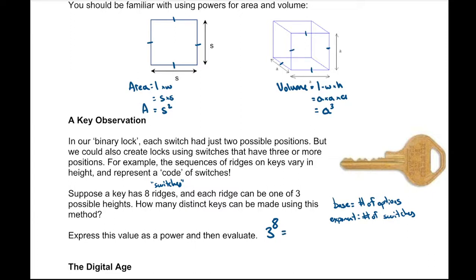So the number of possible settings, if we have 8 ridges and 3 possible heights, is going to be 3 to the power of 8, which works out to 6,561. So we can see that it's a lot easier to use powers to solve this rather than try to go through and visualize every single possible setting or possible key.